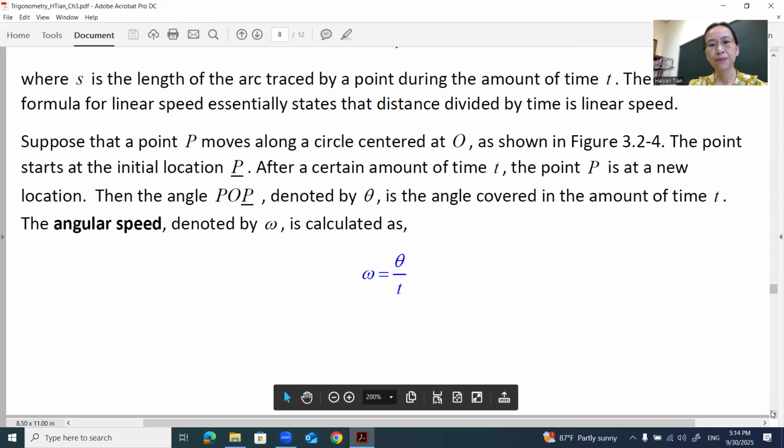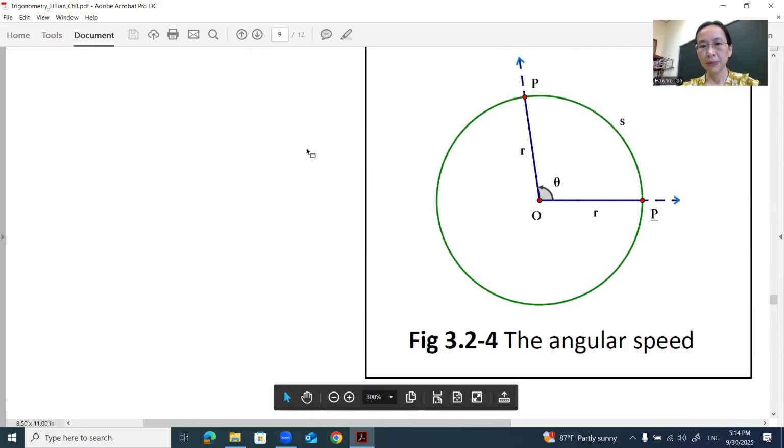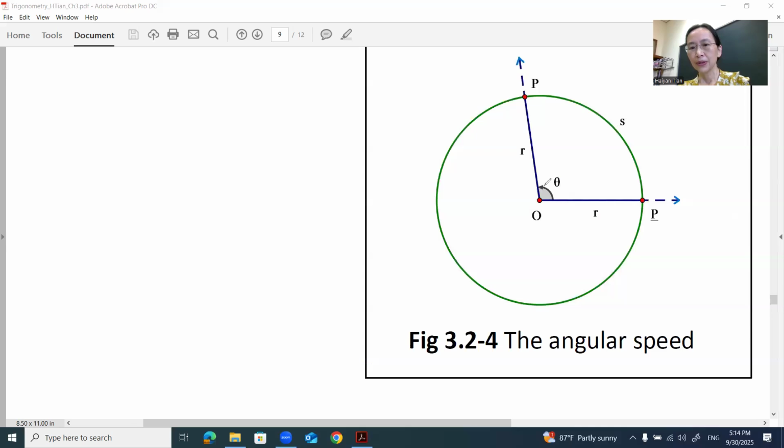So let's look at a picture. If we want to calculate the linear speed, suppose the initial point is here, and after a certain time it traveled to this spot P. Then the linear speed will be the total distance traveled, which is the arc length, divided by the amount of time used to travel that long. So that's the linear speed, the distance over time, right?